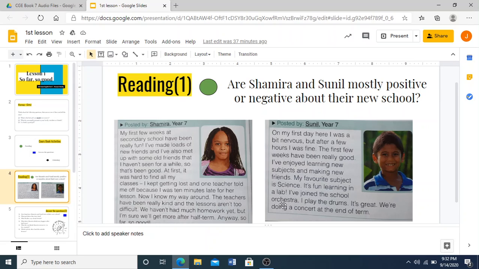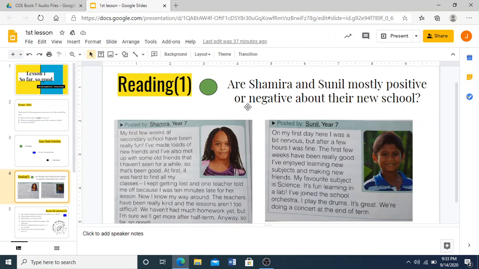I've joined the school orchestra. I play the drums. It's great. We are doing a concert at the end of term. So this is Sunil's feeling about the school, and this is Shamira's.